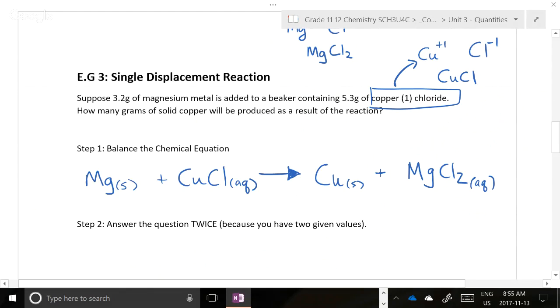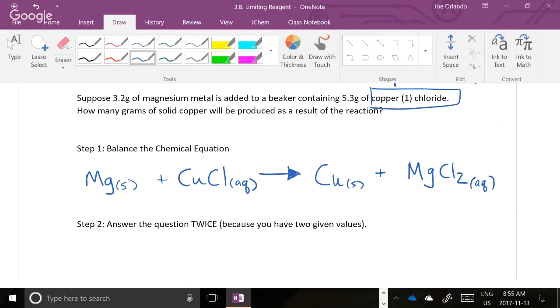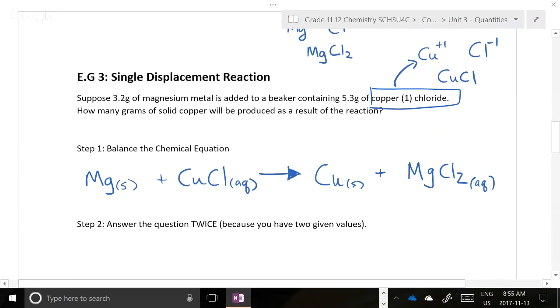You have 2 chlorine on the right, but you don't have 2 chlorine on the left. So you have to put a 2 in front of the CuCl. Like that. Yes, and then a 2 in front of the Cu. Okay, like that. Now I'm done? Yes. Okay.